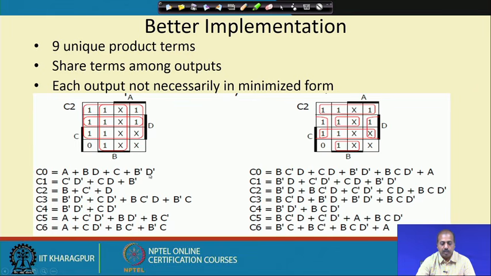but we have modified this so that the expression for C0 becomes like this. That is, we do a grouping so that it is not the optimal one, but what has happened is that this B C bar D is shared between C0 and C3. Similarly, this B bar D bar is shared between C0 and C3. That way we can make these terms common between these multiple outputs, so that the total number of unique terms becomes less.